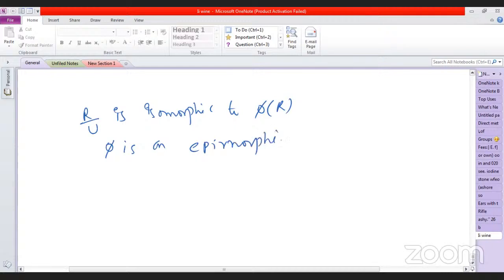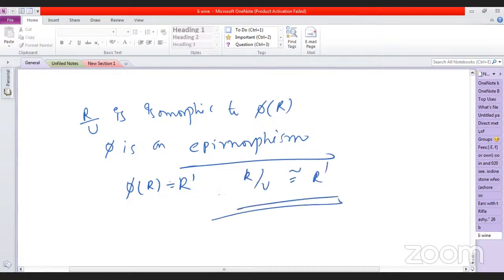What is this spelling? Epimorphism. Already I told you. Epimorphism, phi of R, therefore R by u is equal to what we have to write? R dash, we can write it or not? So it is well defined. One-one and onto we have proved. So therefore it is the fundamental theorem of rings. Are you satisfied or not? Any more doubts, ask me.